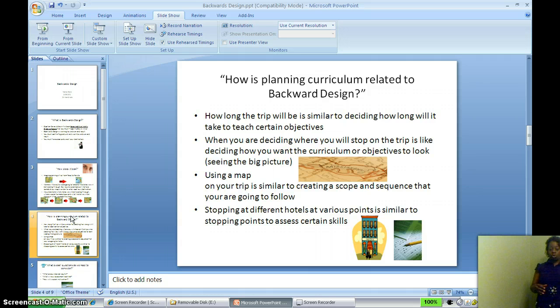Using a map on your trip is like using and creating our scope and sequence that we're going to follow. We want to make sure we follow it carefully. We want to make sure that we don't have any spots that we do detour because remember, we were trying to reach our final destination. So stopping at different hotels at various spots on our trip is very similar to stopping at points to assess our students and how they have mastered certain skills that we've taught.